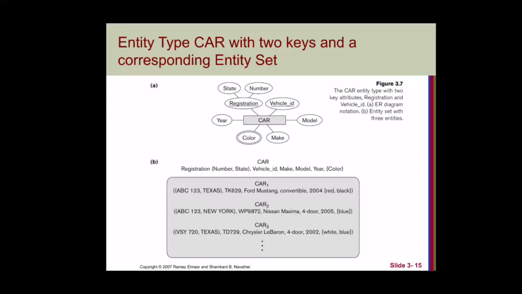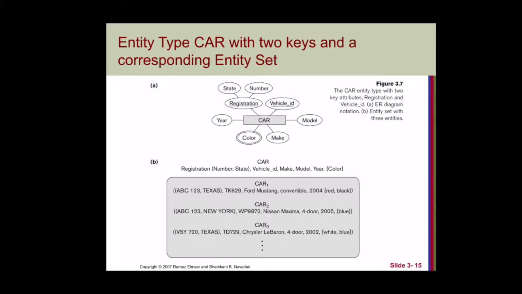In figure B, which is an example of an entity set with three entities, you can see a car has an attribute like registration, and registration has attributes like number and state. Then we have vehicle ID as another attribute, then make, model, year. Then we have color, which is a multiple or multivalued attribute. So we have represented it with curly braces.